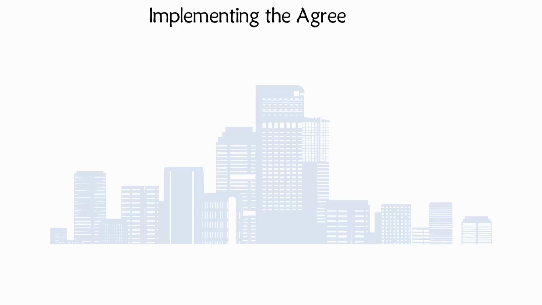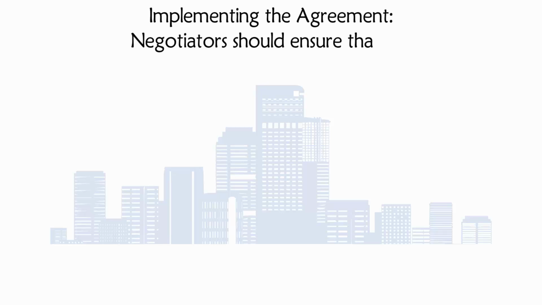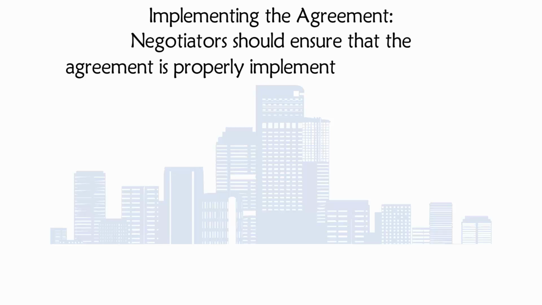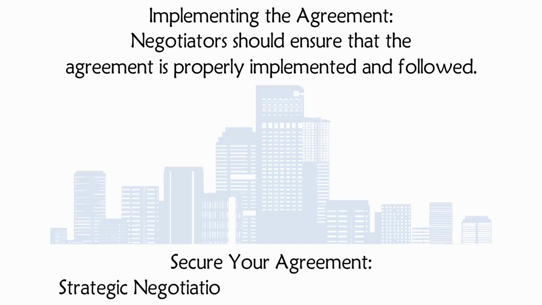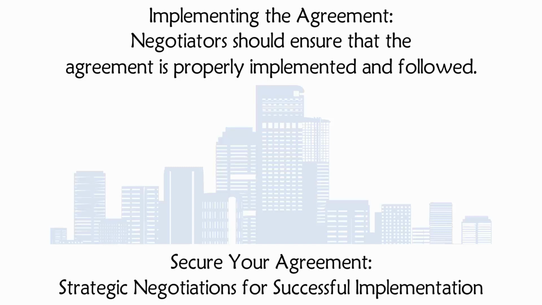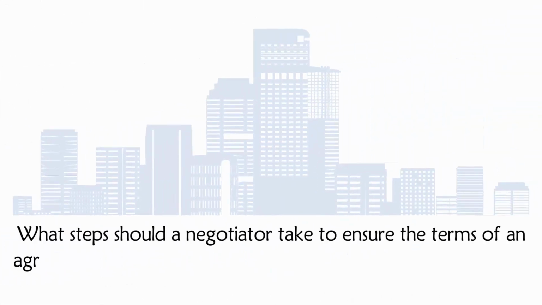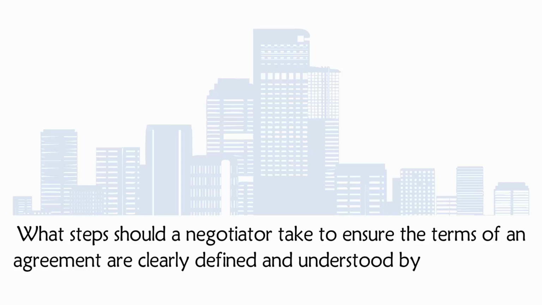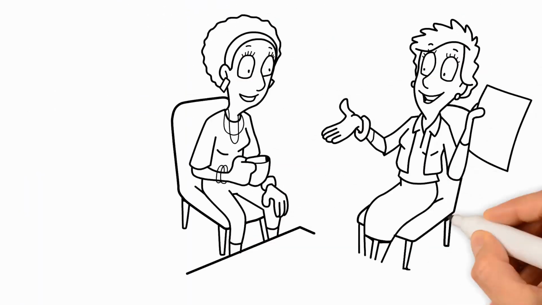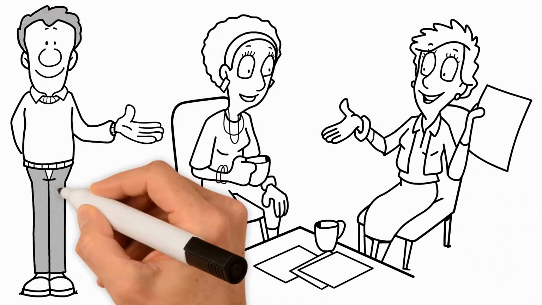Implementing the agreement. Negotiators should ensure that the agreement is properly implemented and followed. Secure your agreement. Strategic negotiations for successful implementation. What steps should a negotiator take to ensure the terms of an agreement are clearly defined and understood by both parties? When implementing an agreement, a negotiator should consider the following main topics.